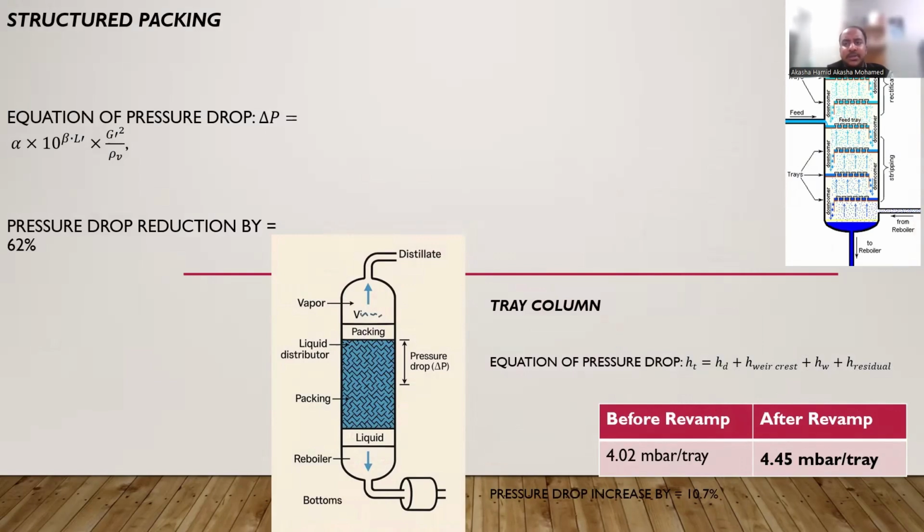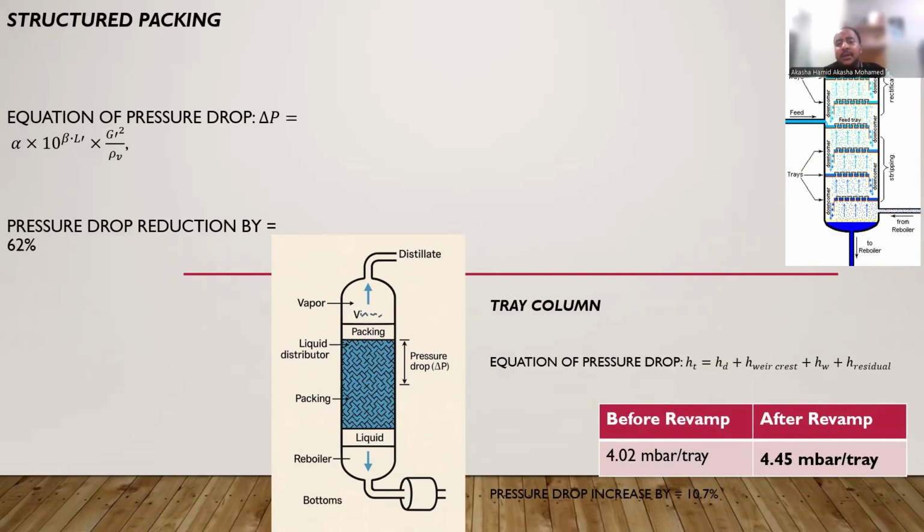My engineering analysis compared the pressure drop of both systems. For the tray column, the pressure drop increased from 4.02 to 4.45 millibar per tray after the installation of VG plus trays. This corresponds to an increase of approximately 10.7%. Although the pressure drop became slightly higher, it improved vapor-liquid contact significantly, enhancing separation efficiency.